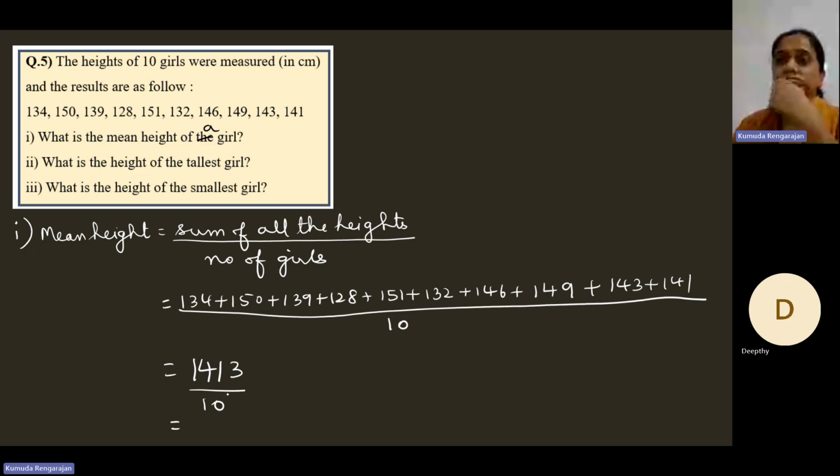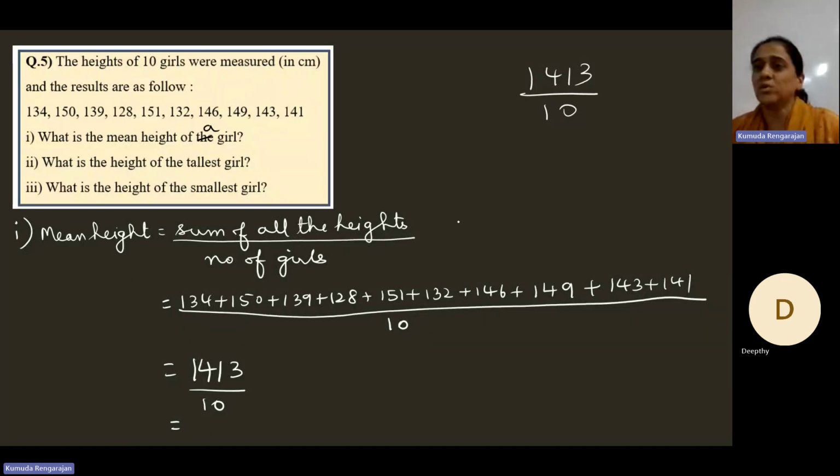You don't have to divide, children. You shift the decimal point to the left by 1 decimal place. It's by 10, right? 1413 divided by 10. Whenever you're dividing by 10, 100, 1000, just shift the decimal point to the left by the number of decimal places equal to the number of zeros in the denominator. So here the denominator has 1 zero. So shift the decimal point to the left by 1 decimal place. 141.3.